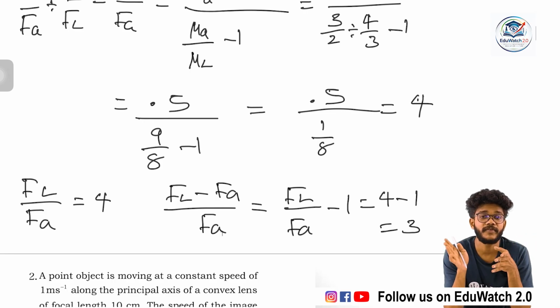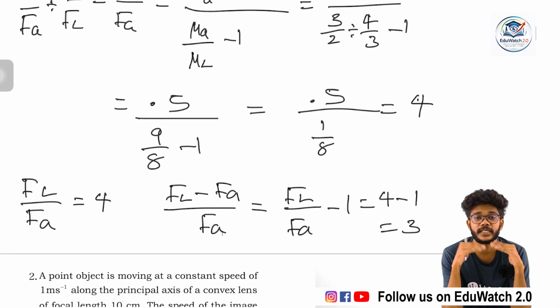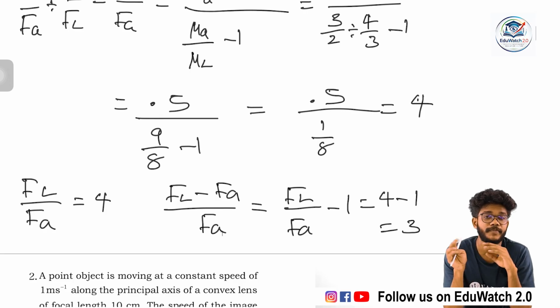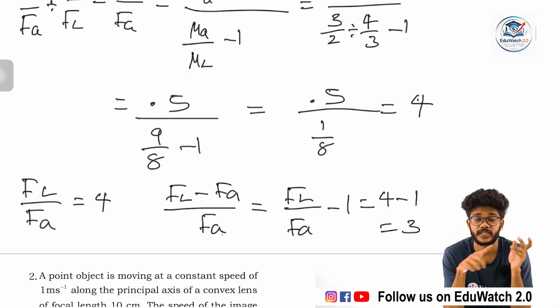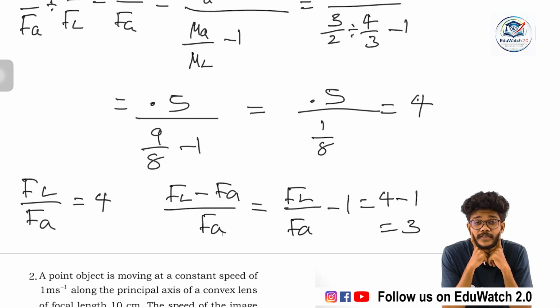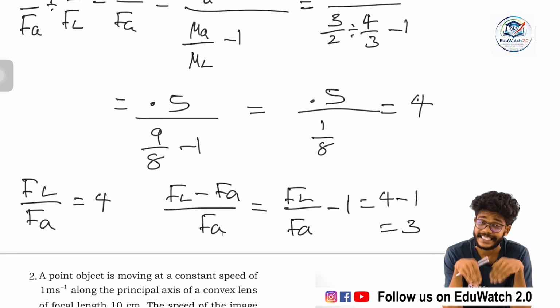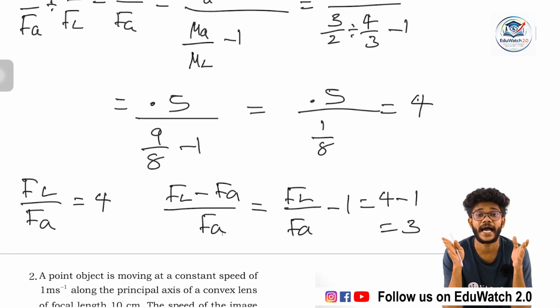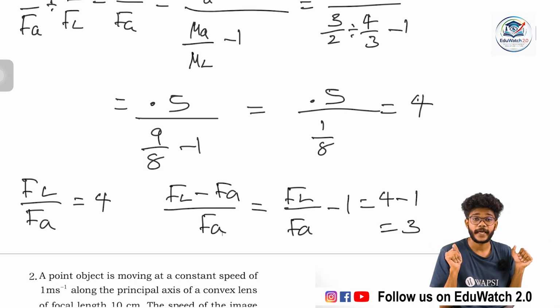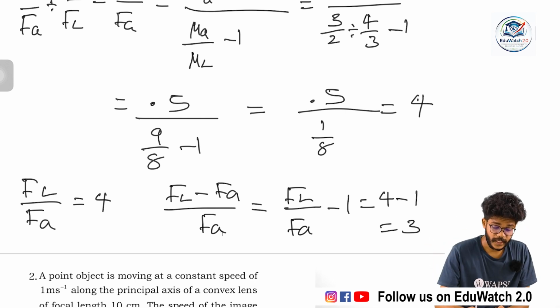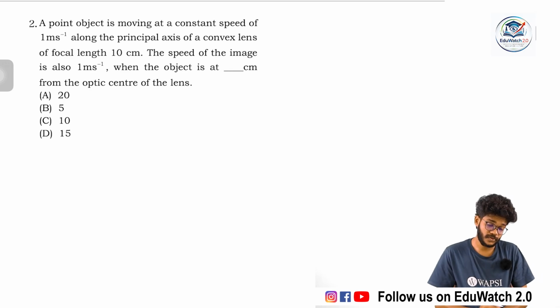Final value minus initial value, divided by the initial value, multiplied by 100 percent, gives the percentage of change. Here it is an increase, so we have the percentage of increase as 300 percent. Okay, so we can move to the second question.